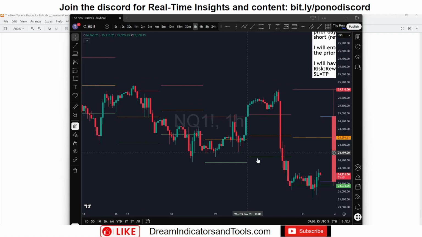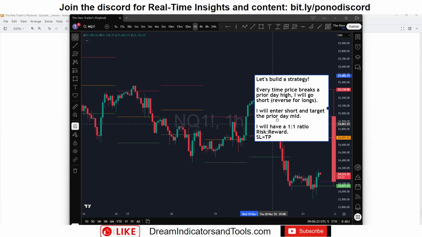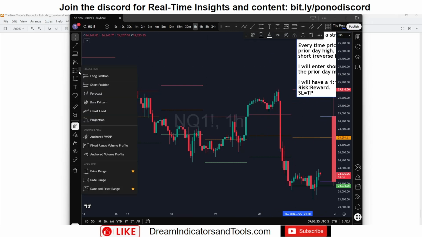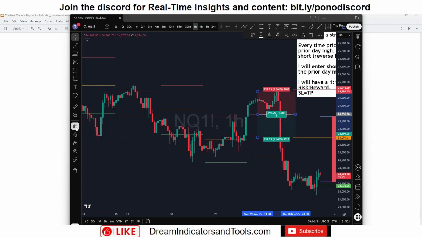So let's take a look at what happened yesterday. Yesterday, price broke the high. So according to our rules, if price breaks the prior day high, I will go short. Okay, great. So we could come over here. We can do a short position right on this level right here, which would be our prior day high.